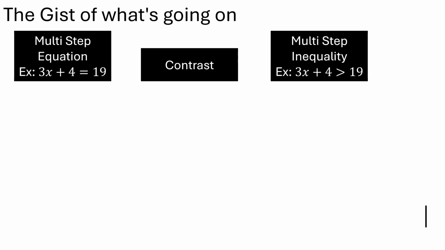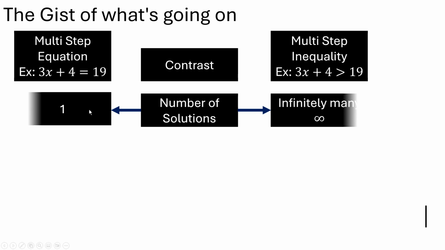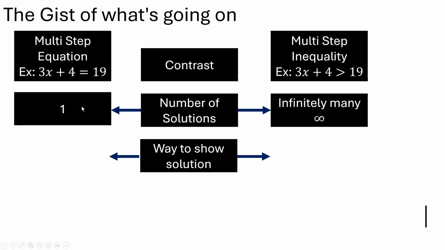So the gist of what's going on, I'll put that right over here for right now. So a multi-step equation and a multi-step inequality. Notice that we have 3x plus 4 is equal to 19, and this one we have 3x plus 4 is strictly greater than 19. So we're going to compare and contrast these. All right. So a number of solutions for each of them. We have one solution for the multi-step equation, or infinitely many solutions for the inequality.